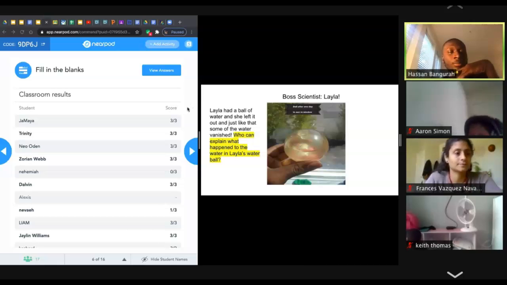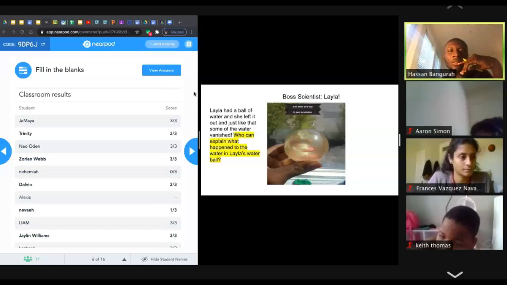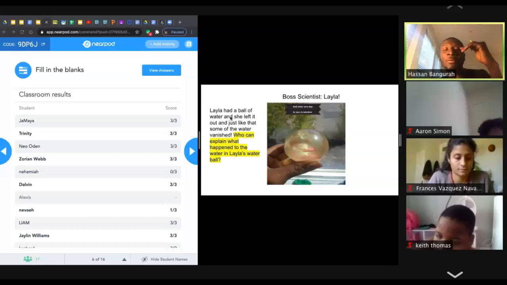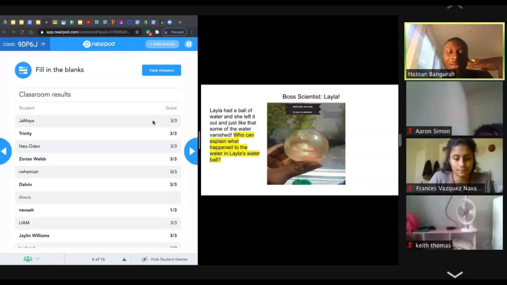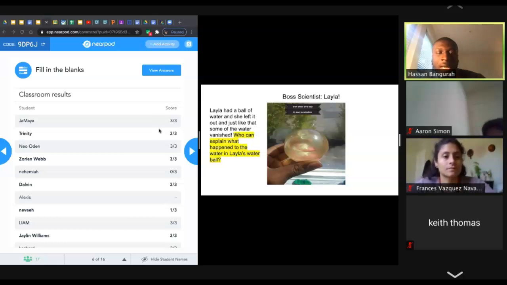Oh, we got Liam. Neo, you was about to tell everybody. You can't tell everybody. This is for points. Great. Let's see who can explain how the water disappeared from Layla's bottle. We have a lot of people in the chat who can make a guess about what happened to Layla's water. Did she empty it out? She said she left it there. She forgot about it and she came back and some of the water was gone.